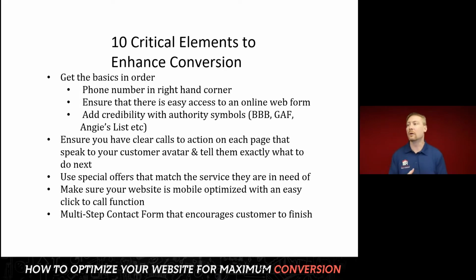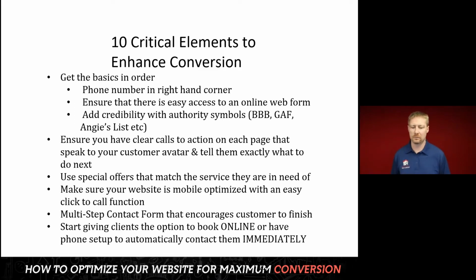I've seen forms with like 40 different things to fill out, check boxes for if you're looking for asphalt shingle or metal or TPO, or like, how do people even know if they're looking for TPO or bitumen most of the time, right? Like a consumer, right? They don't even know what they're looking for. Make it easy for them to contact you. Start giving clients the options to book online or have the phone set up to automatically contact them, maybe having a chat feature on your website also.